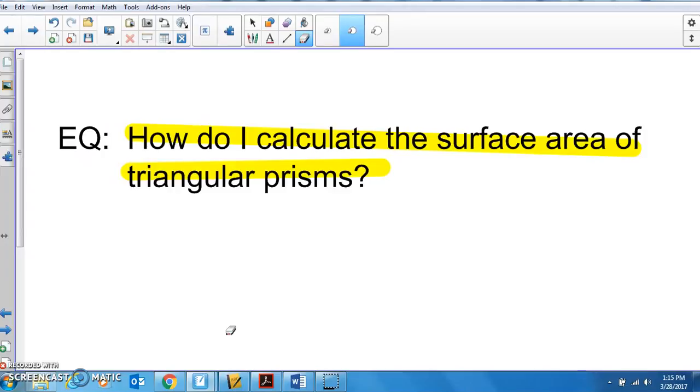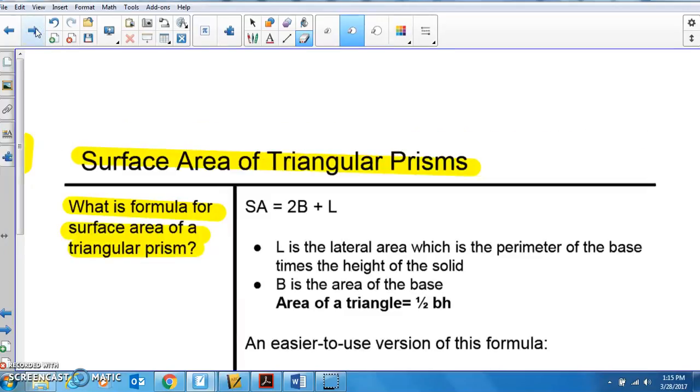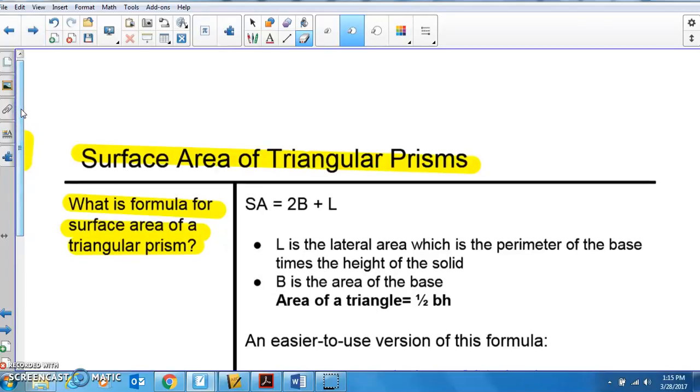So our central question is, how do I calculate the surface area of triangular prisms? And our topic is surface area of triangular prisms. So if you'll copy down what I have highlighted here. Now, you see a formula here. It says surface area equals 2 times the uppercase B plus an uppercase L.